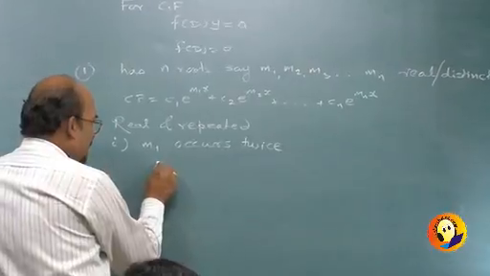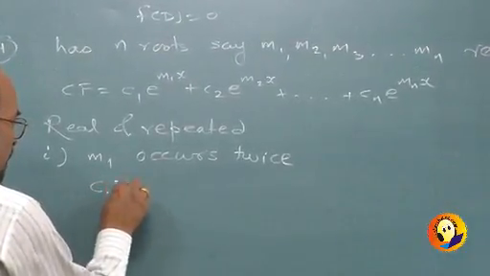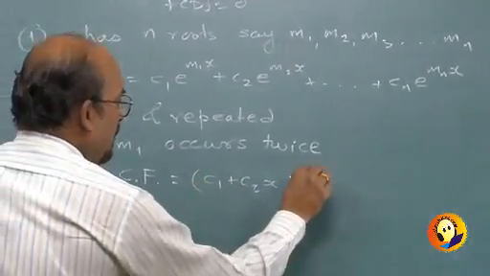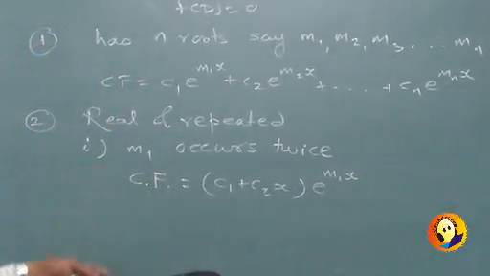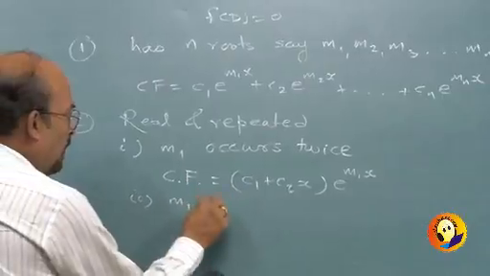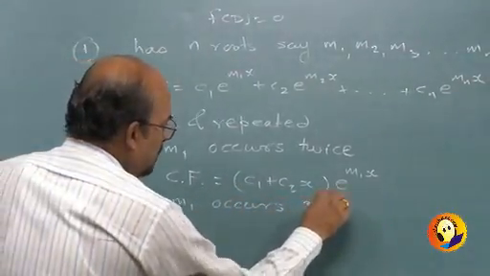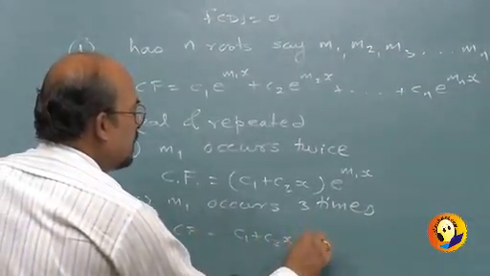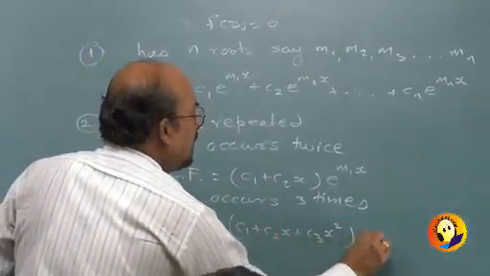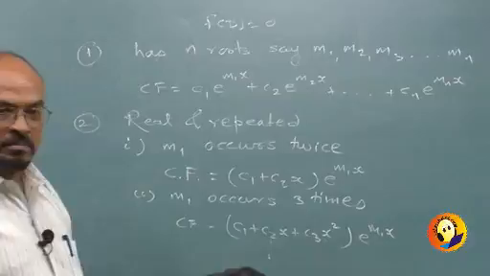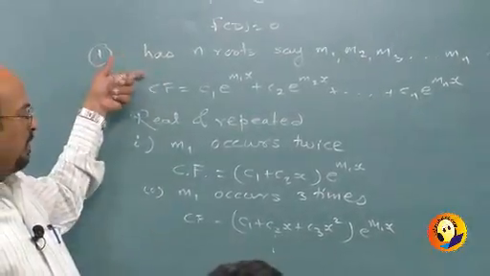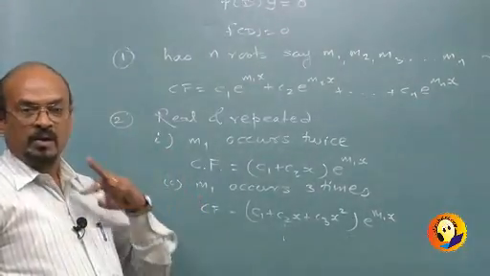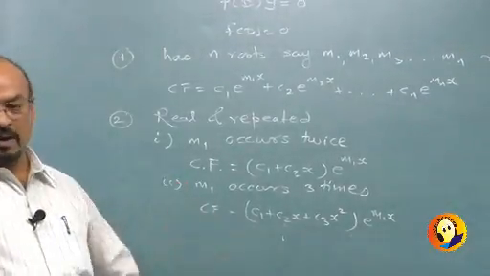So the formula, they say that it is going to be CF for these two roots. It is C1 plus C2x e raised to m1x. And again they go for generalization, saying that if m1 occurs 3 times, then CF is going to be C1 plus C2x plus C3x square e raised to m1x, and you can generalize. So for real distinct we have formula 1, for real repeated formula 2, we will have 2 more formulae for complex distincts, complex repeated, and there will be only 4 formulae for finding CF.